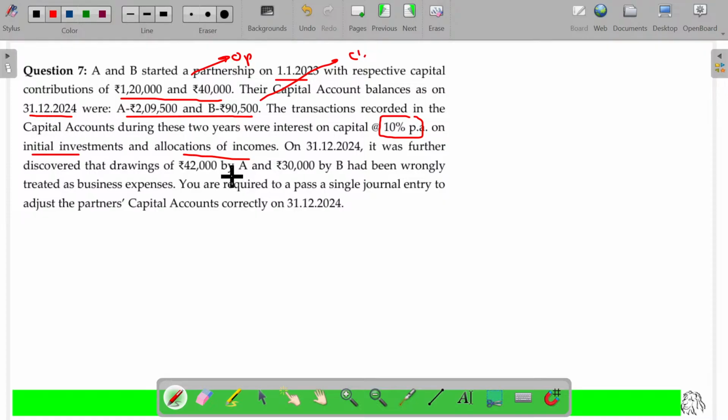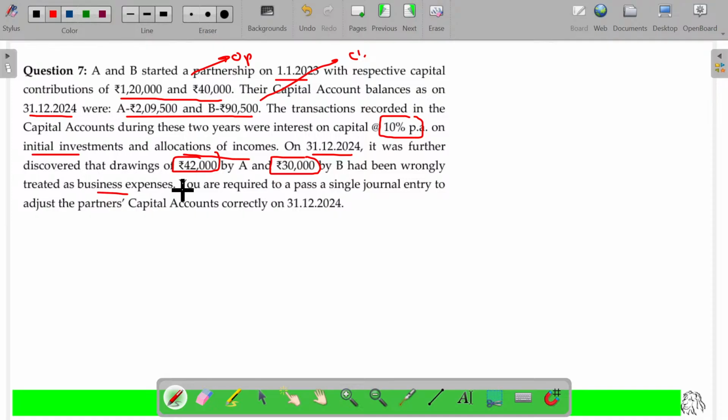Opening capital becomes 2,09,500 and 90,500 for A and B by the end of second year. The change is due to two reasons: interest on capital as well as profit sharing. On 31st December 24, it was further discovered that drawings of 42,000 by A and B had been wrongly treated as business expenses. So error. A's drawings and B's drawings are considered as business expenses, meaning it might have been debited to the P&L account. Drawings should be subtracted from the capital account.